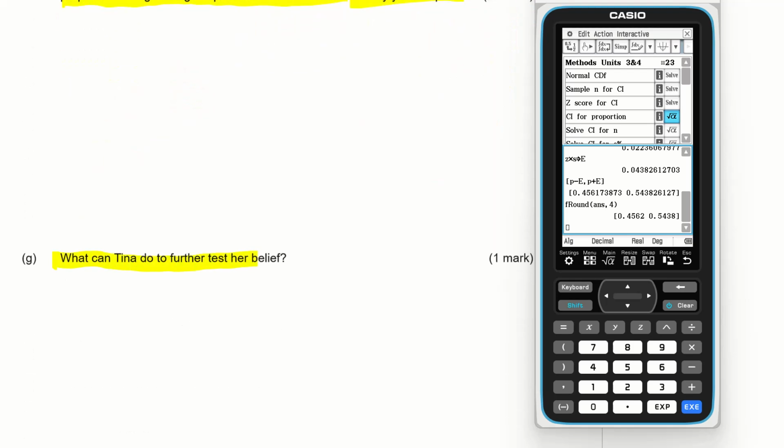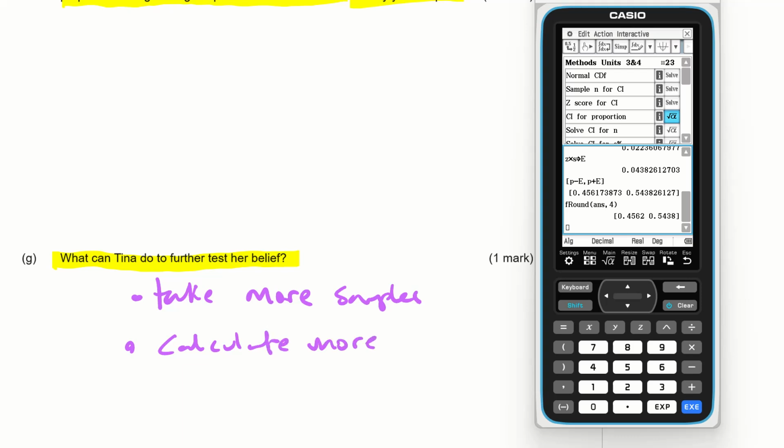What can Tina do to further test her belief? She could take more samples and calculate more confidence intervals. It's only 1 mark, but these should suffice to get that mark.